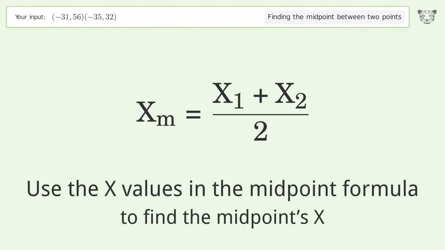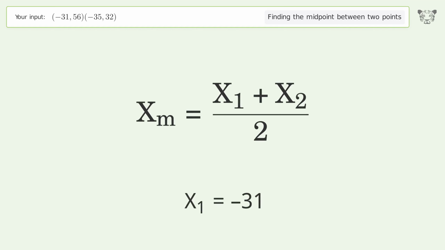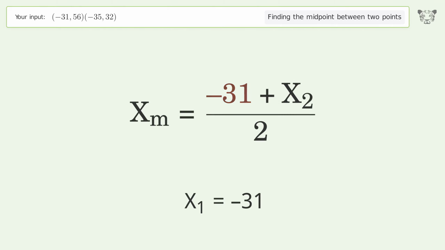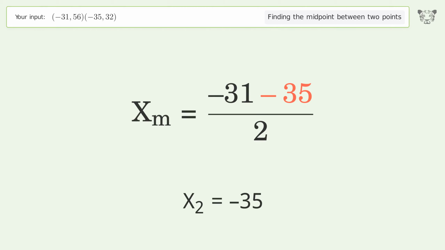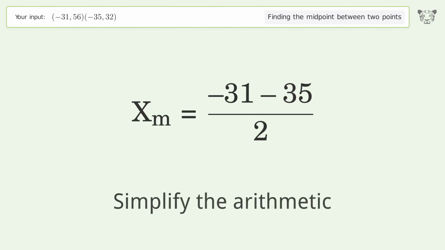Use the x values in the midpoint formula to find the midpoint's x. x1 equals negative 31. x2 equals negative 35. Simplify the arithmetic.